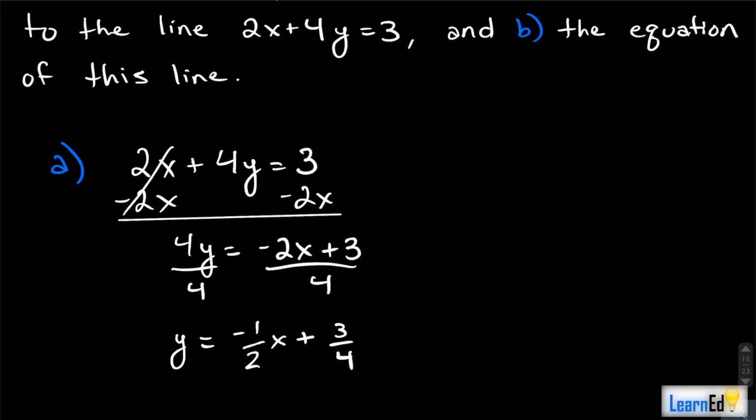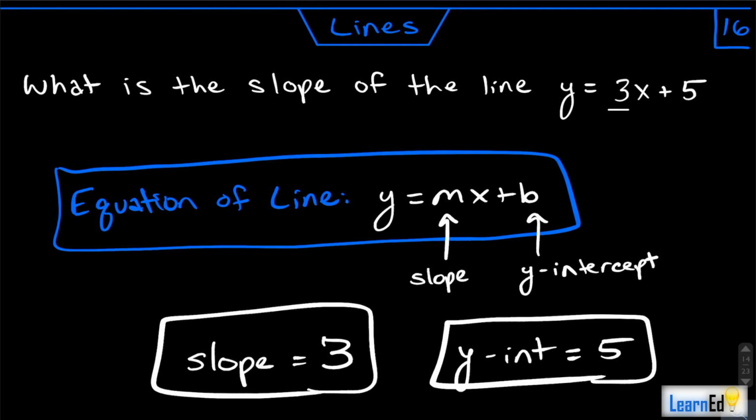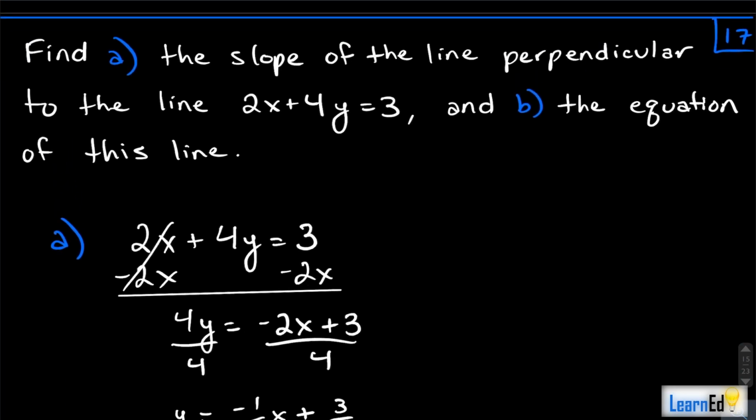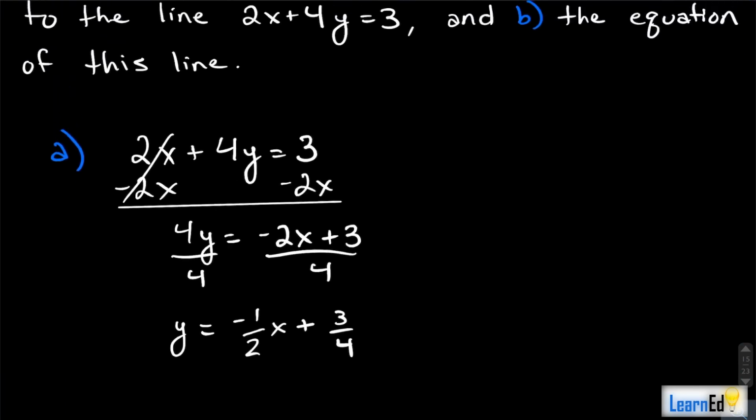So this is now the equation of the line, which is the same thing as this line right here. So it's the same equation. We just manipulated it to get it into slope-intercept form, right? This is slope-intercept form. Okay, so how do we now find the slope of the line perpendicular to that line?